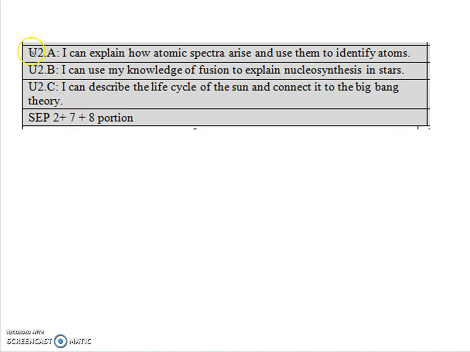Alright, so there's 3 standards in this unit, Unit 2A. I can explain how atomic spectra arise and use them to identify atoms. So remember spectra, that's the spectroscope we used where we got lines instead of a whole rainbow. And remember, they actually are unique to certain atoms. So if you see 3 lines that match up with hydrogen, then you know it's hydrogen.